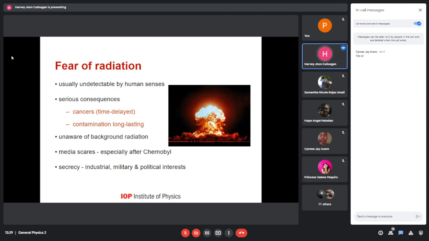And one of the causes of that kind of trigger is the radiation. So for the formation of cancer, it will take time for the cancer to build up in your body, because it needs more power from the radiation to be activated. It needs more volume of radiation or more exposure for it to survive and build up. And of course, it has a contamination that is long-lasting.